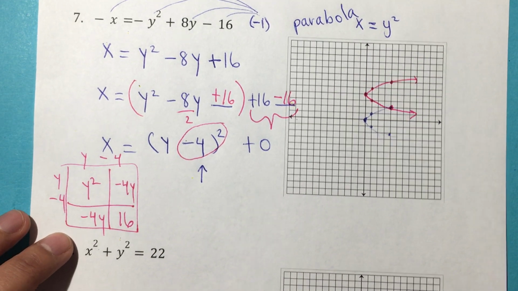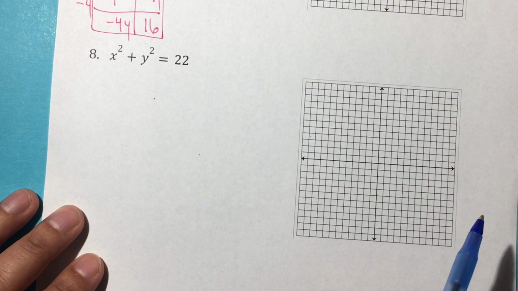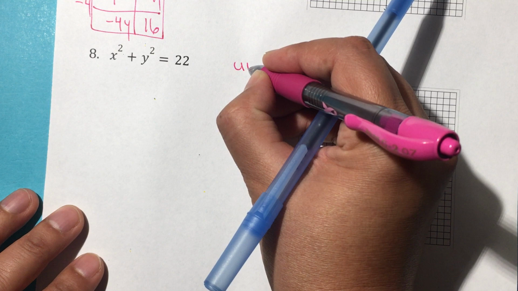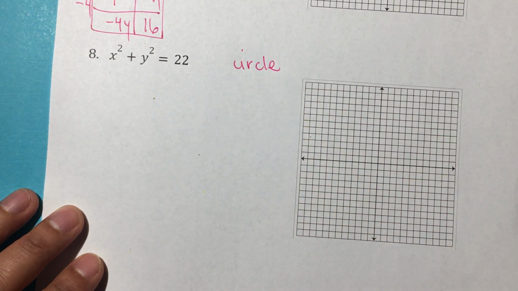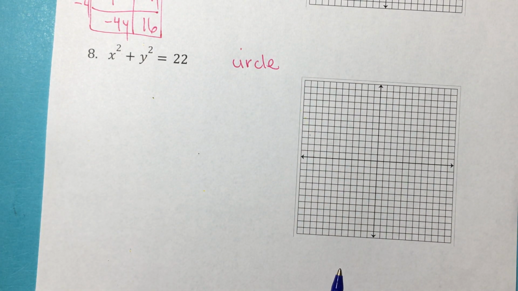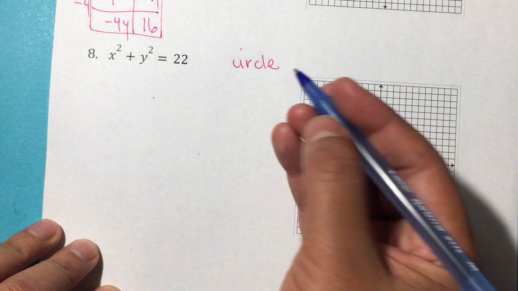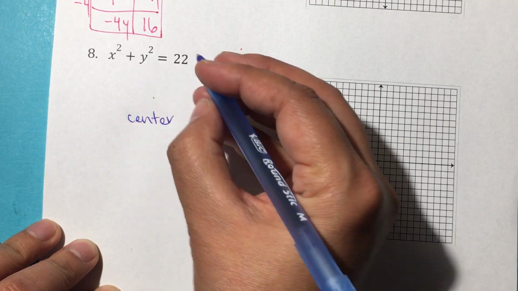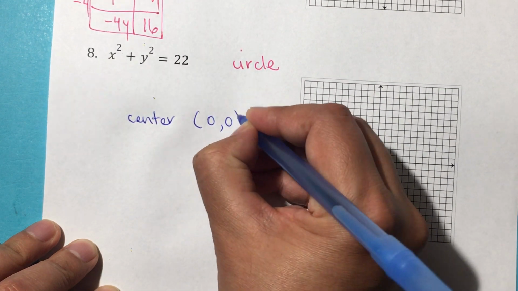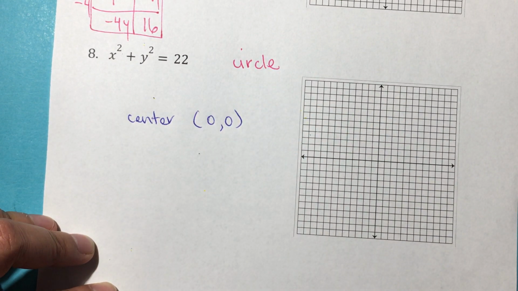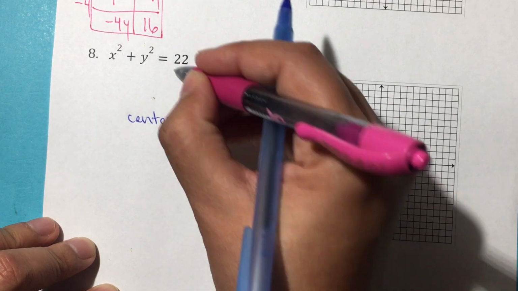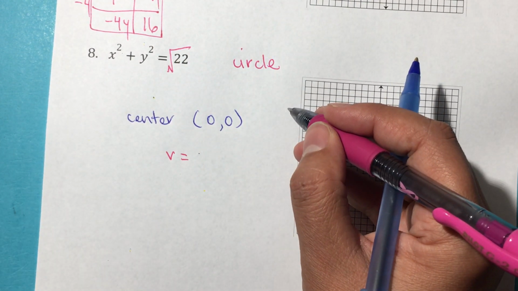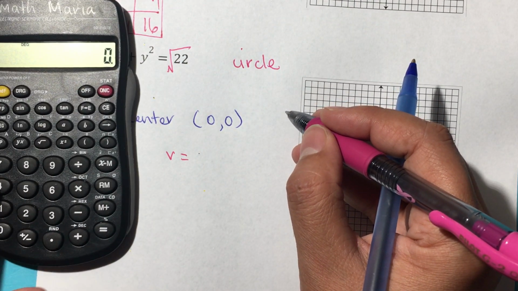Okay, one more. Okay, x and y are squared again, so that means we have a circle. Okay, that's the type of conic section we have. And it's all set up for us, so the center will be, since we're not adding or subtracting anything, it's going to be 0, 0. And for the radius, we're going to take the square root of 22, so we use our calculator.